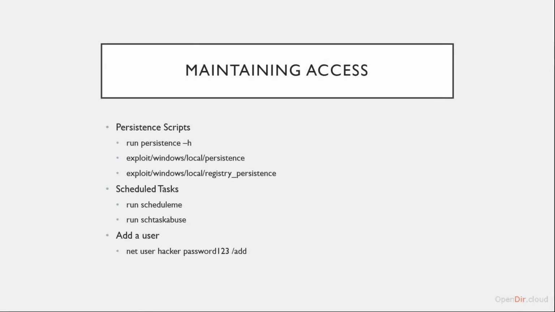Let's briefly talk about maintaining access. So when it comes to maintaining access, that means that as an attacker, if something were to happen to the machine that we are on, we have a way to gain access back to that machine. Say, for example, we're in the middle of working on a shell and the user decides to shut down the computer and go home for the day.